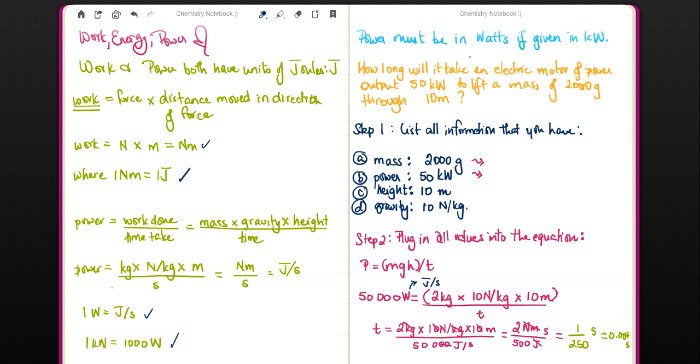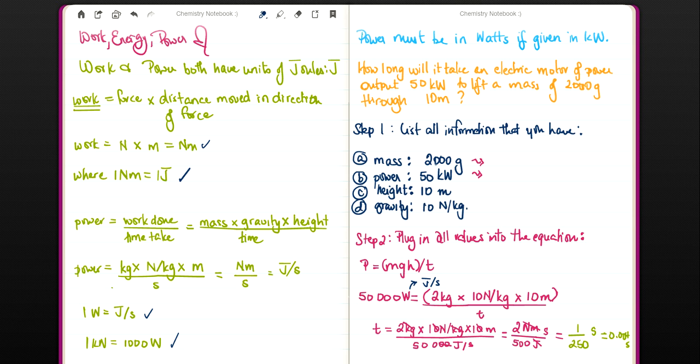Power must be in watts if given in kilowatts in any question, so you can calculate it properly. How long will it take an electric motor of power output 50 kilowatts to lift a mass of 2,000 grams through 10 meters? So for this question, you must list all the information that you have.